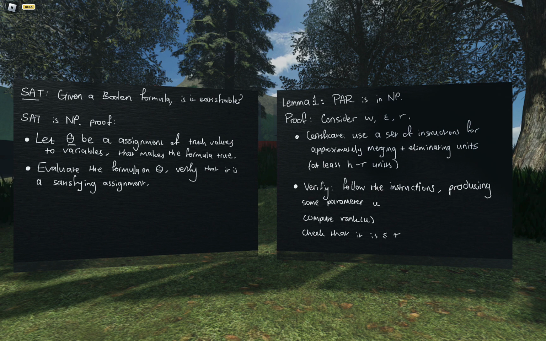In the case of a no instance, that means there is no parameter nearby that has rank less than or equal to r. And so it should be impossible to create this kind of certificate. The way of seeing that is to say that if there were these instructions, then that would produce a nearby parameter, so the contrapositive. So that's a proof that PAR is in NP. Any other questions about that one?